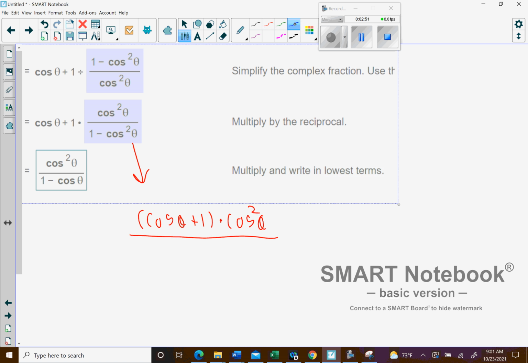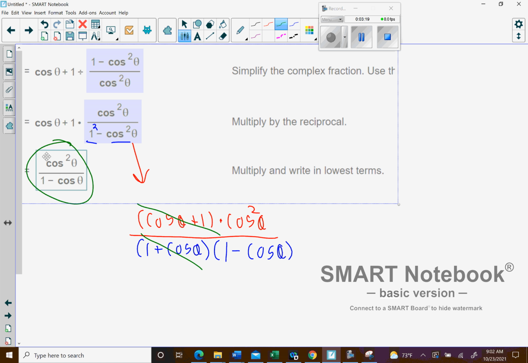Now on bottom, you could look at this as the difference of two squares, so you do one with plus and one with minus right there. From there, the cosine of theta plus 1 on top and on bottom I have 1 plus the cosine of theta. Those two things are the same thing, so I can cancel them out. And that's how I got to this part right here. Now what you're going to have to do next, and we actually did this in class, is kind of a tricky maneuver.